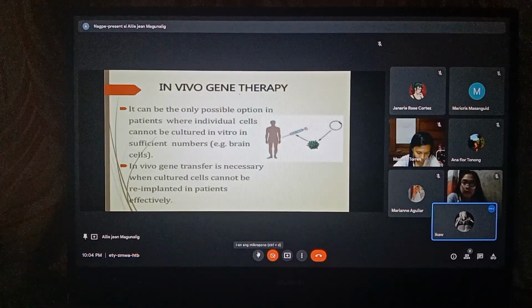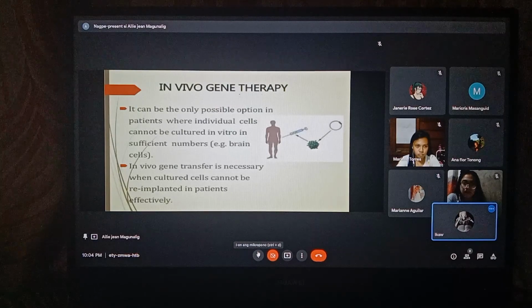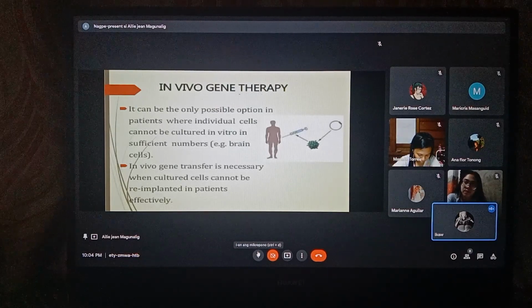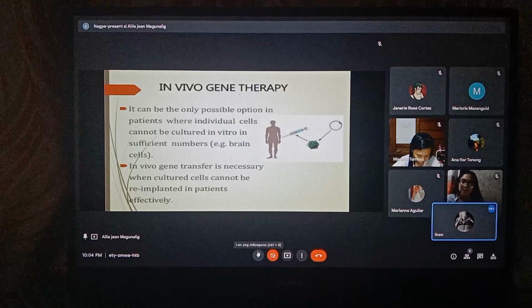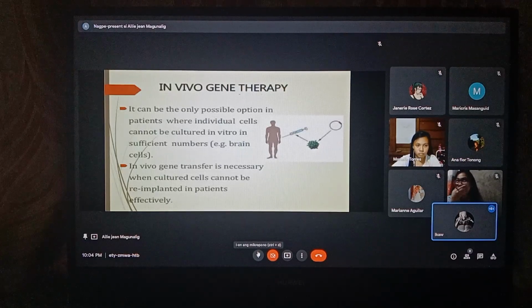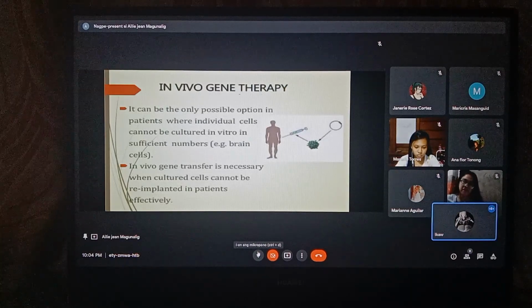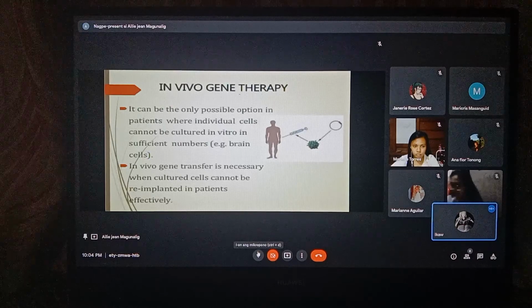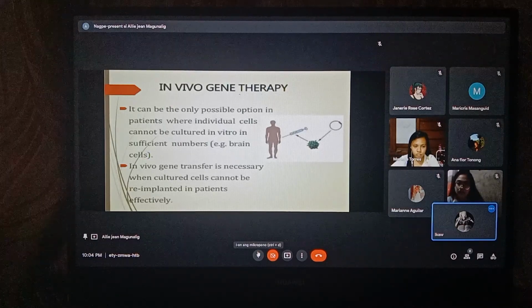So what about in vivo gene therapy? It can be the only possible option in patients where individual cells cannot be cultured in vitro in sufficient numbers. An example of that is brain cells. In vivo gene transfer is necessary when cultured cells cannot be reimplanted in the patient effectively.